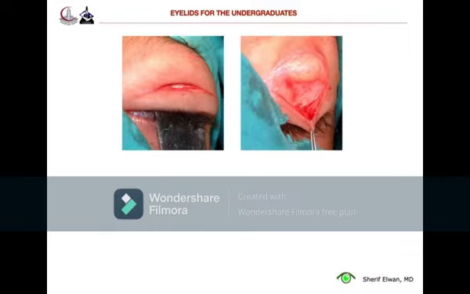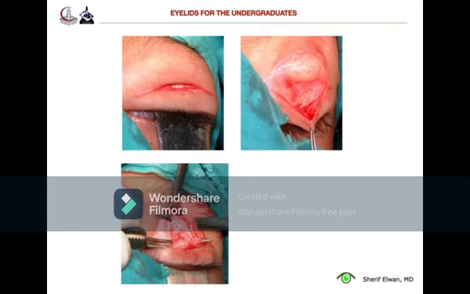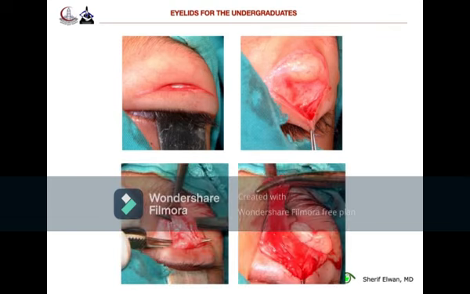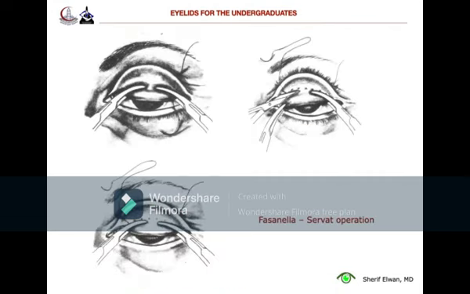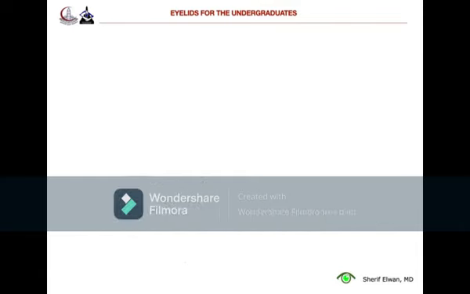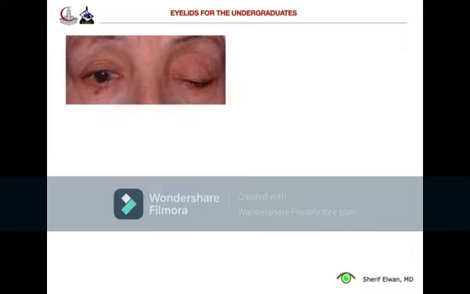Here is a dissection of the skin, exposing the tarsus, taking the muscle out, resecting it. And this is Fasanella-Servat, where the muscle and tarsus are resected from the conjunctival side.